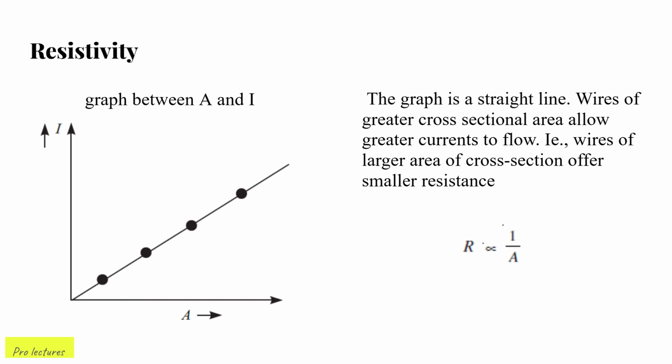Mathematically, R is proportional to 1 by A. That is, inversely proportional to the cross-sectional area. So, what we conclude is that wires with larger area allow more current to flow through them.